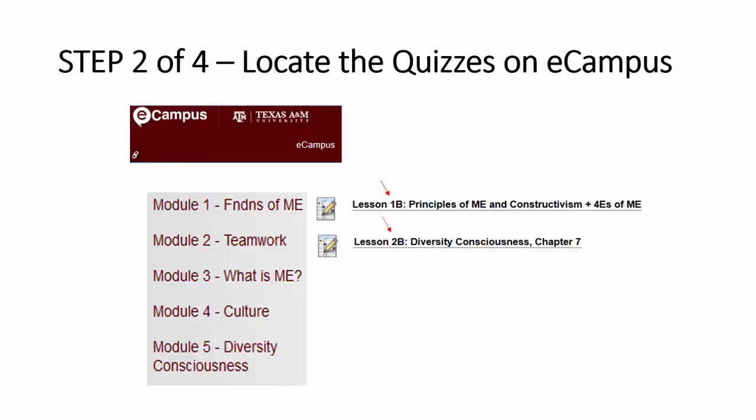So step 2, locate the quizzes on eCampus. The quizzes are located based on which module we're working in. For example, quiz 1B, you're going to find in Module 1. Quiz 2B, you will find in Module 2, and so on and so forth. So if you take a look at the number for the quiz, that lets you know what module you need to identify, and you're going to click on that tab, and that's how you'll find that quiz. The modules and the quiz numbers relate to each other.